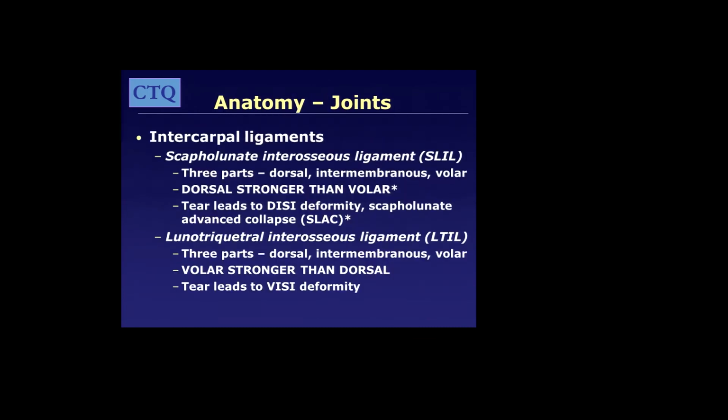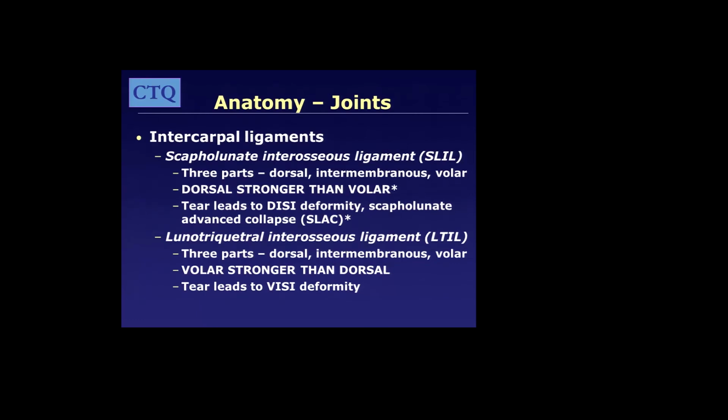The scapholunate ligament. We talked about the intercarpal ligaments, scapholunate and lunotriquetral ligaments. They're the primary stabilizers of the proximal carpal row. Each has 3 parts. If you tear your scapholunate ligament, you end up with a dorsal intercalated segment instability deformity, the DISI deformity. If you end up with an LT injury, you end up with a VISI deformity, the volar intercalated segmental instability.